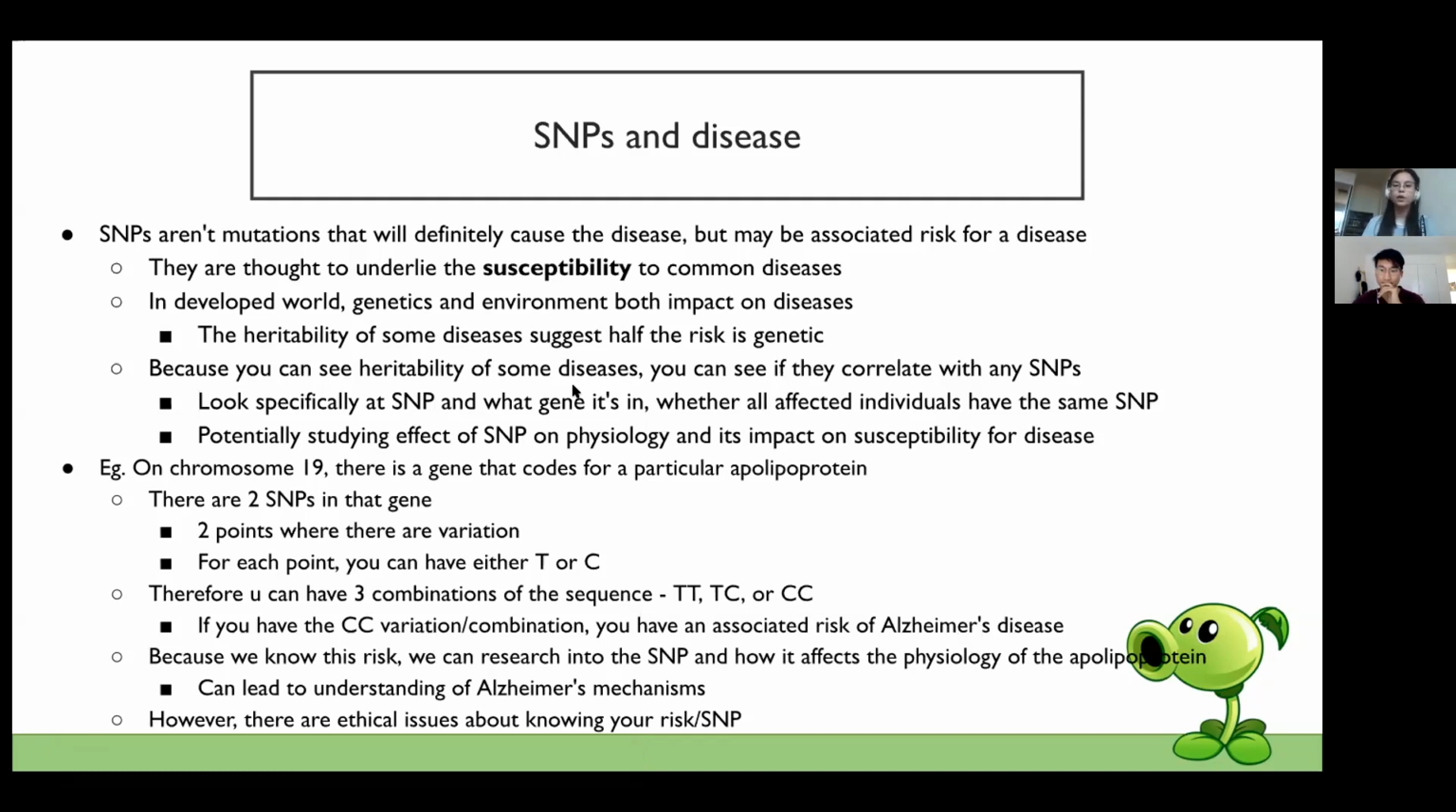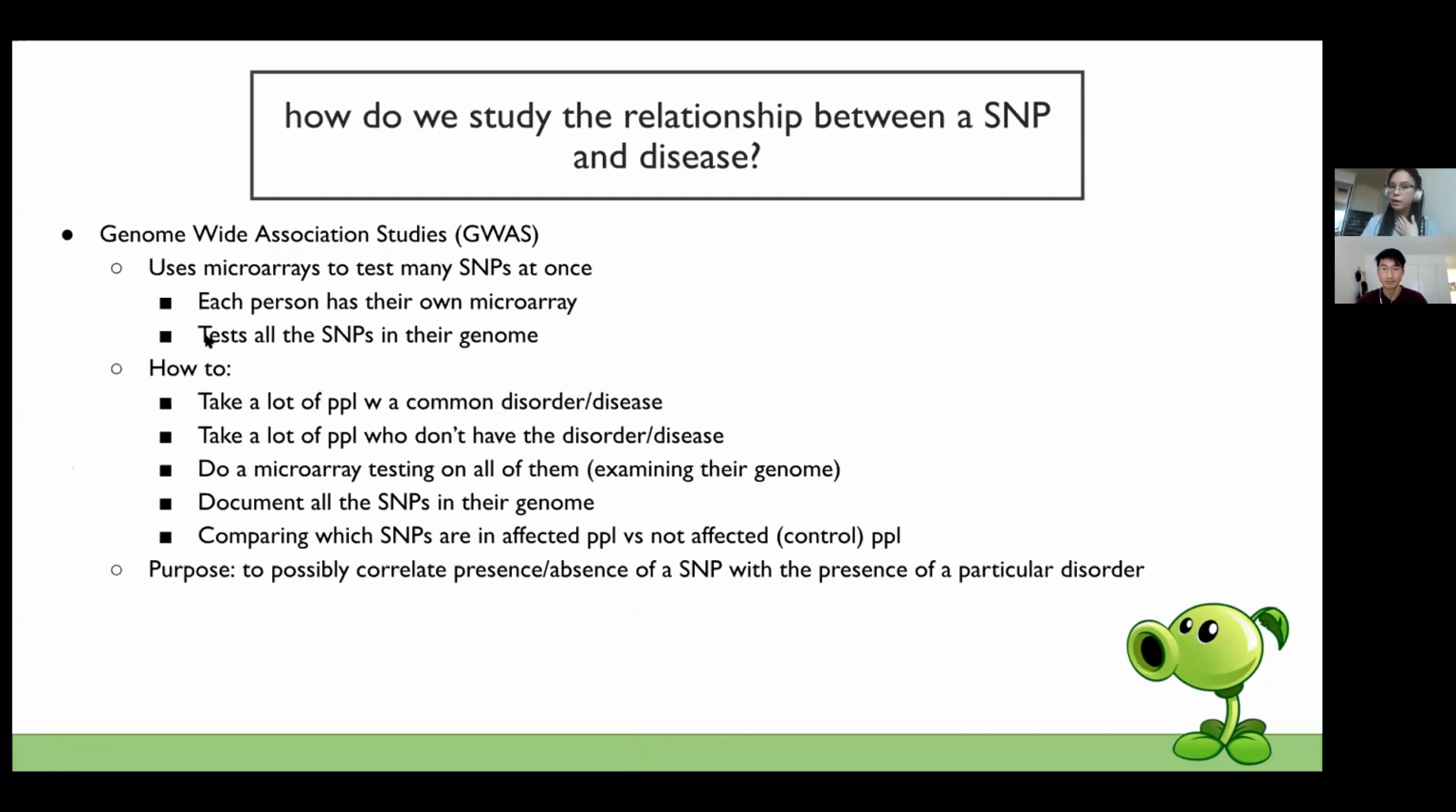So if you can correlate the presence of a SNP with the presence of a certain disease, you can start finding a correlation between those two things. So how would you do that? With a genome-wide association study. Basically you take a lot of people with that disease and a lot of people without that disease. You examine all of their genomes and see which SNPs are in their genome, and then compare which SNPs are in the affected people versus the not affected people. And from there, you can start to correlate whether a SNP is correlated with a certain disease or not.